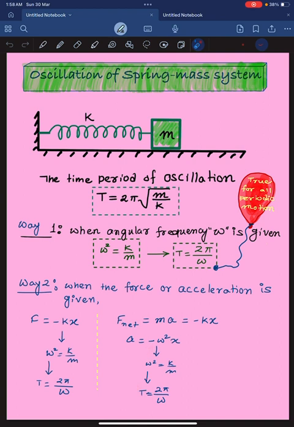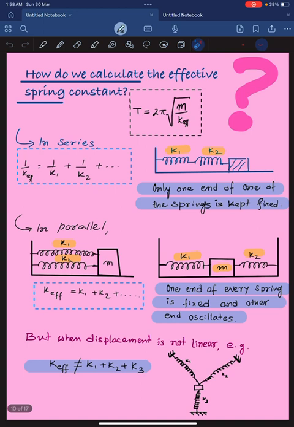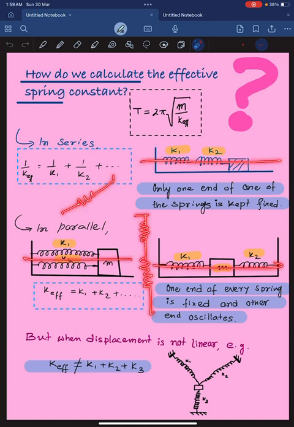Now, in some of the problems, instead of one spring, there can be multiple springs. In that situation, we have to calculate the time period using the same formula. However, we have to use the effective spring constant. So, in multiple spring cases, the springs may be connected along the same line, maybe a vertical line, maybe a horizontal line, maybe in another line, but in the same line.